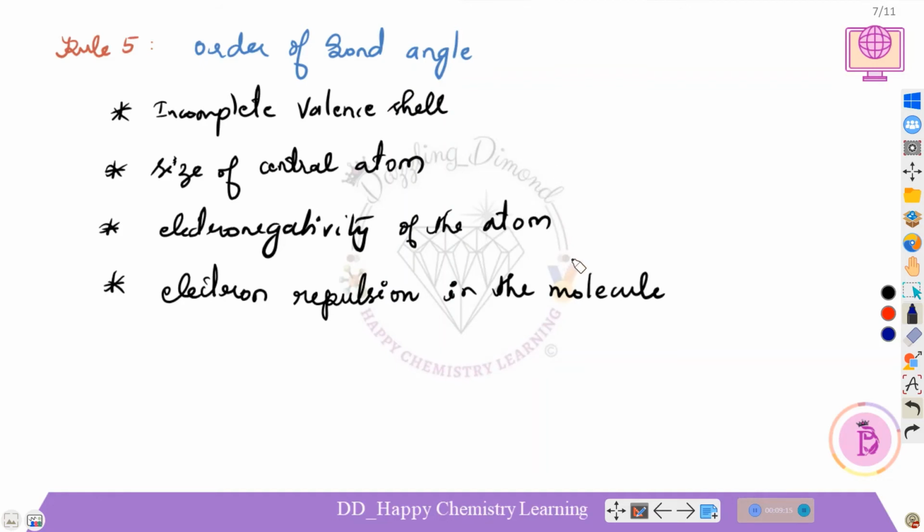Okay, so these are the factors which will influence the bond angles. So while solving the questions, we will be discussing it in detail. Okay, so as for now, just take these points. Remember that while predicting the bond angle and while arranging, we should concentrate on these things.